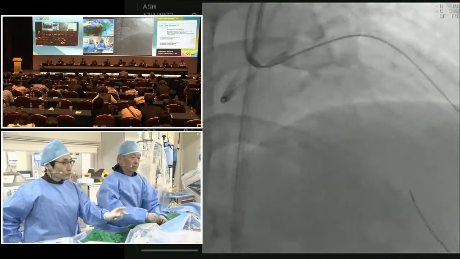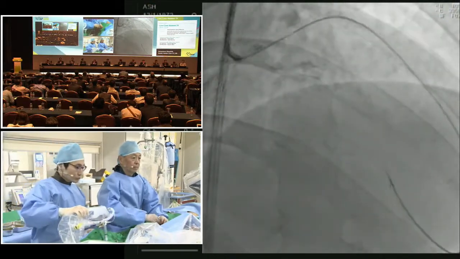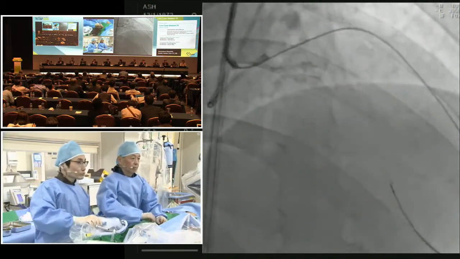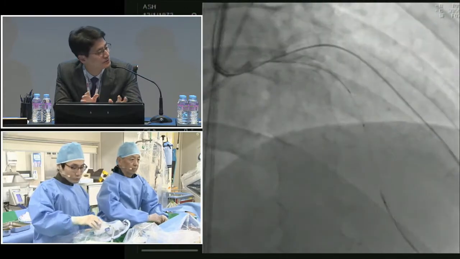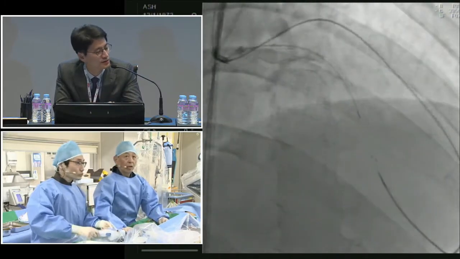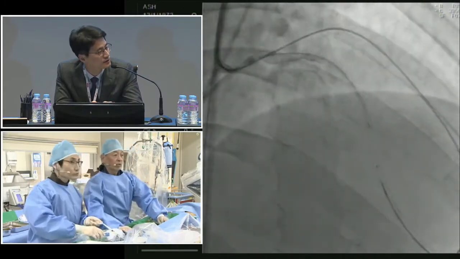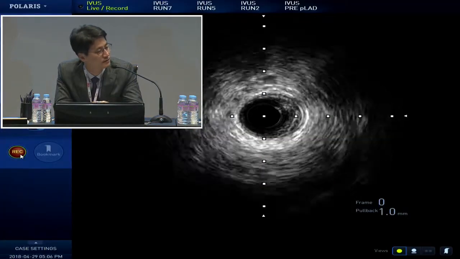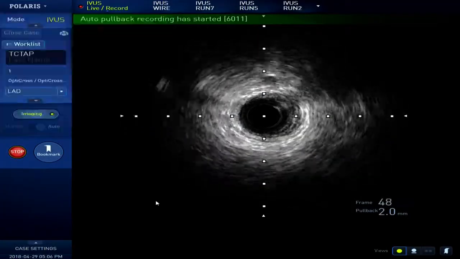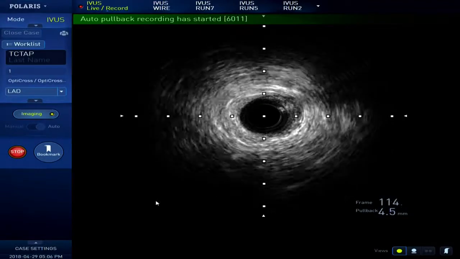I think the extrapolation of the DECISION-CTO results to this patient is a little bit dangerous. We should be prudent, because this patient has LV dysfunction and had a myocardial infarction before, so maybe it could be different for this patient.